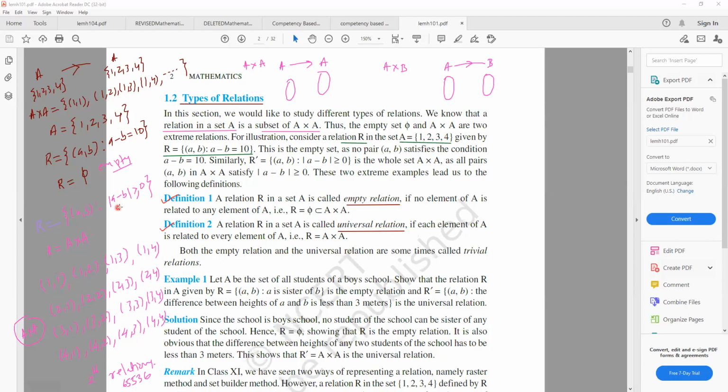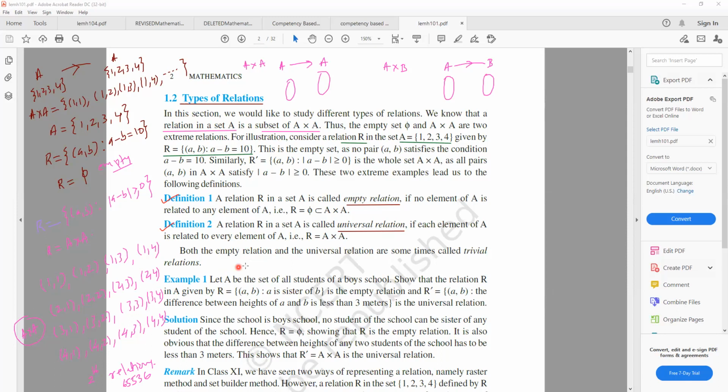So here we have seen when the difference is greater than or equal to 0, of course every element, 1 is related with 1, 1 is related with 2, 1 is related with 3, 1 is related with 4, 2 is related with 1, 2 related to 2, 2 related to 3, 2 related to 4. Like that every element is related to every element. Means पूरा A cross A relation में आएगा. That is known as universal relation.